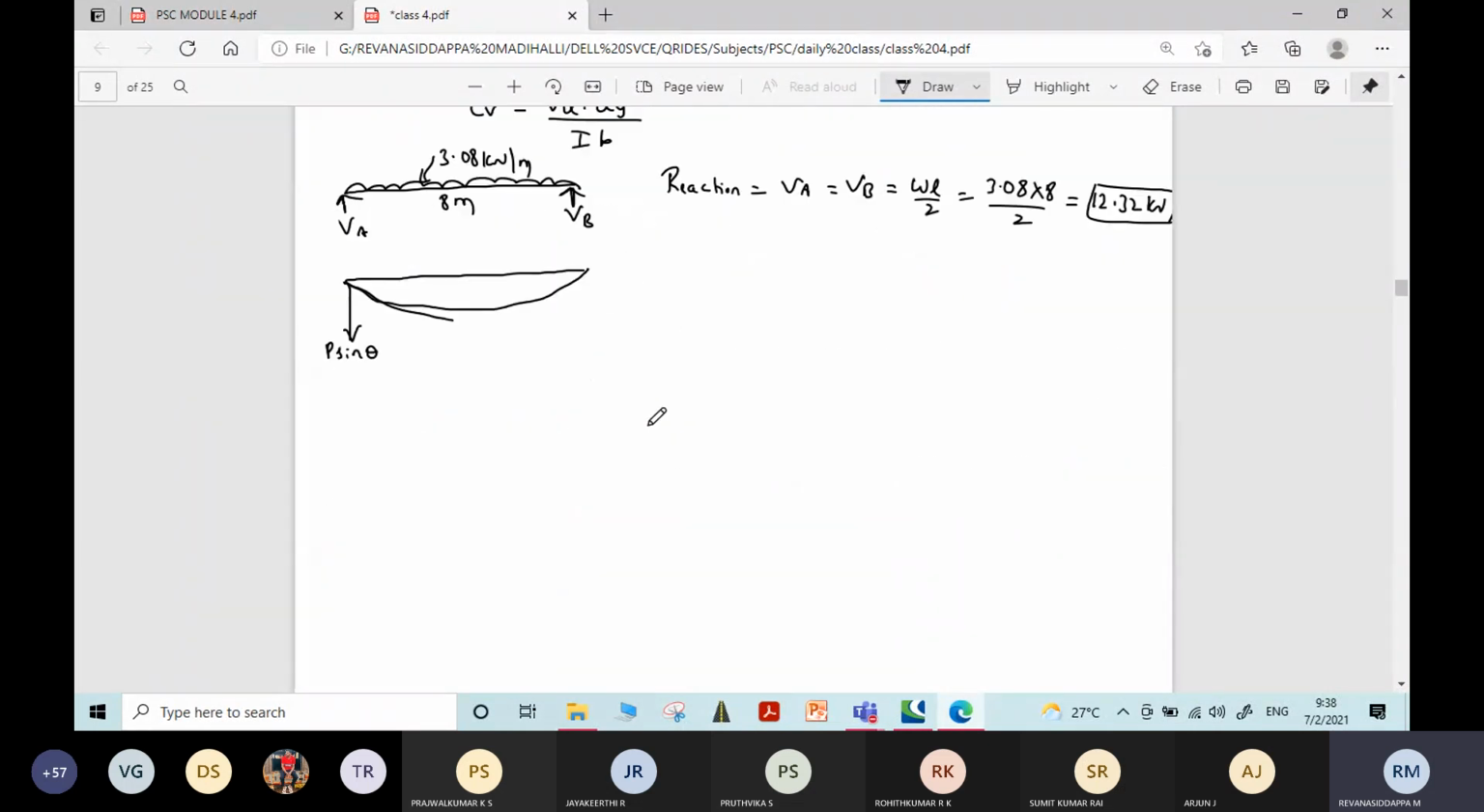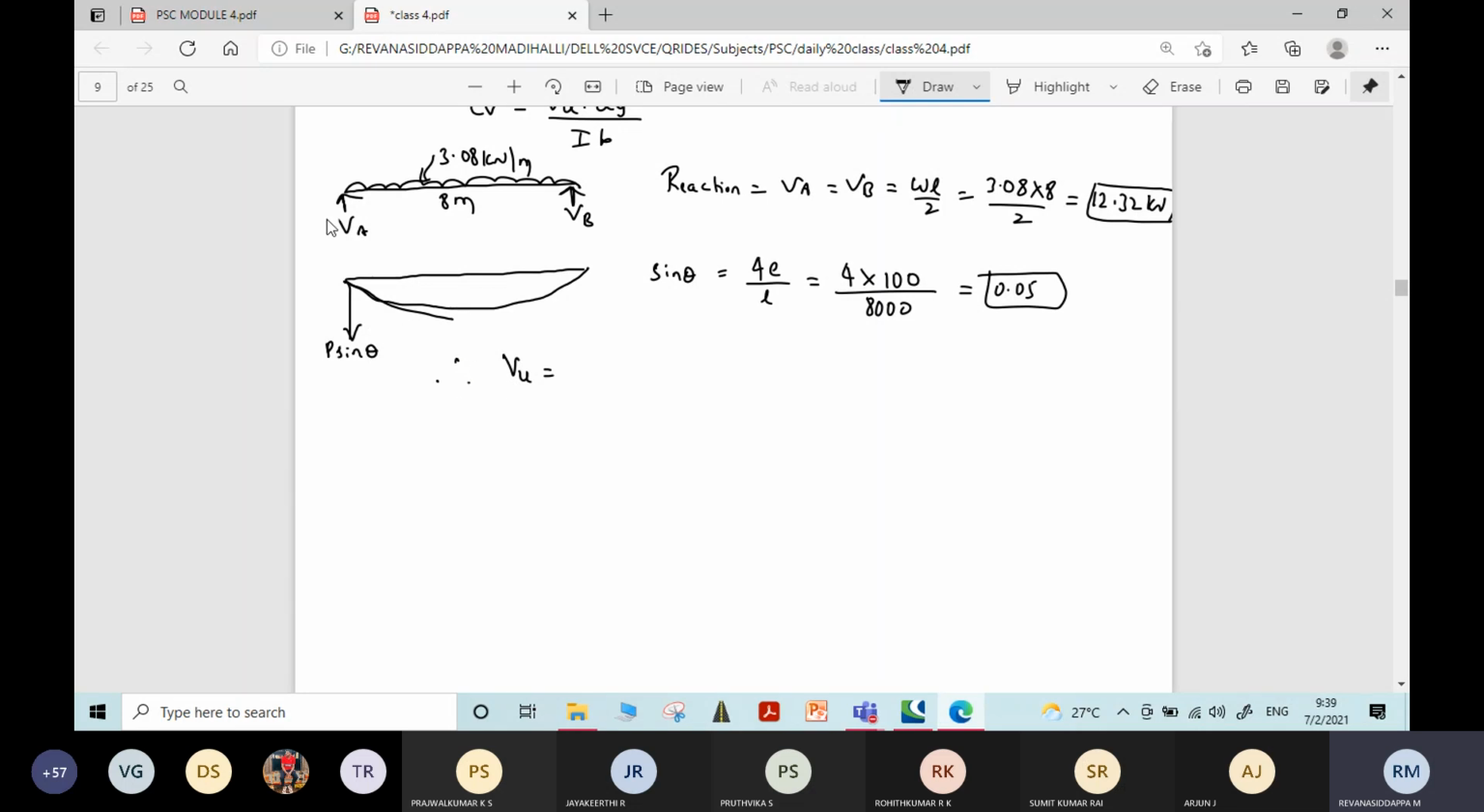Now, for parabolic cable, sin theta is equal to what? What is the formula for parabolic cable? 4e by L, right? Where 4 into eccentricity 100 divided by L, length of the beam is 8000. What is the value of sin theta? Tell me. 0.05.